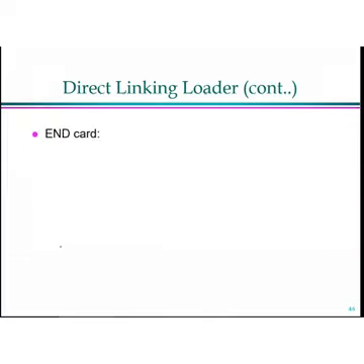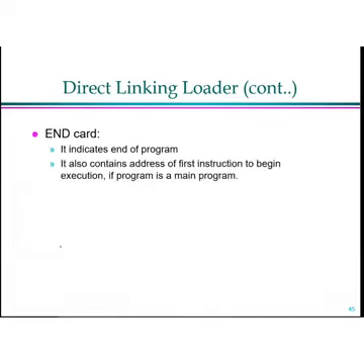And then the last card is the end card. The end card is very simple. It indicates that the end of a program is reached. As well, it maintains the starting address of your first instruction from where execution will start. And this is maintained only for the main program, not for subroutines where main does not exist. So in this way, your RLD card, ESD card, and end cards are maintained.